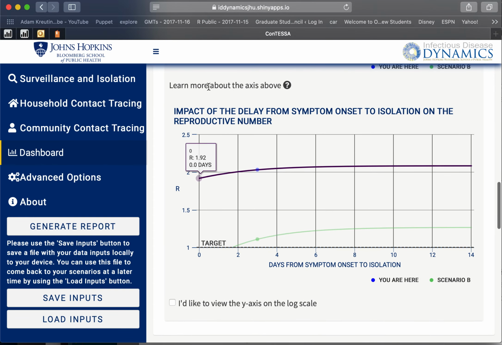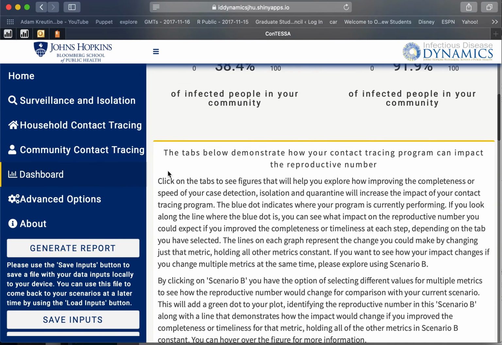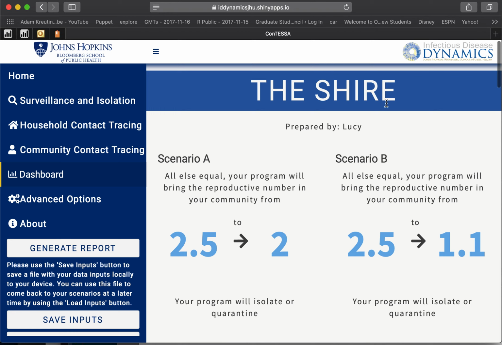So that's a little bit about how to explore this. I encourage you to poke around and play with it and get a little bit of a feel for how it works. And feel free to send me any questions that you might have.